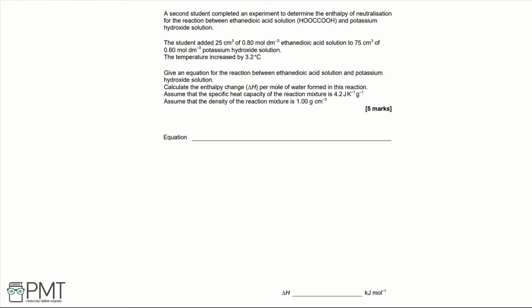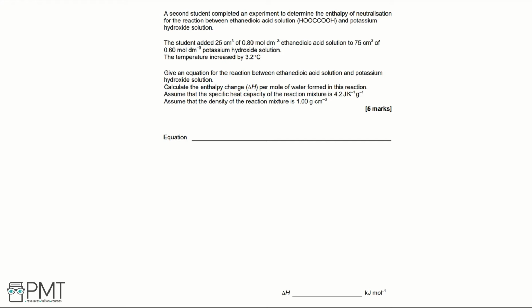Give an equation for the reaction between ethane dioic acid solution and potassium hydroxide solution. Calculate the enthalpy change per mole of water formed in this reaction. Assume that the specific heat capacity of the reaction mixture is 4.2 joules per Kelvin per gram, and assume that the density of the reaction mixture is 1 gram per cm³.